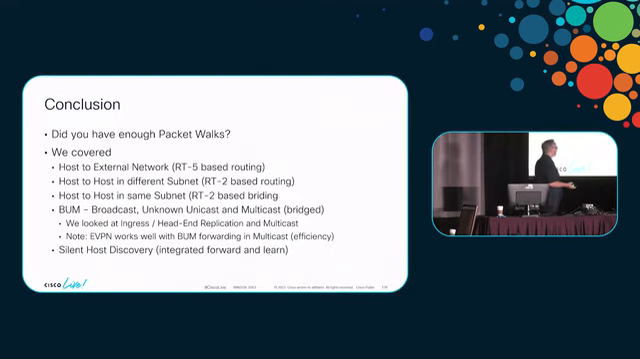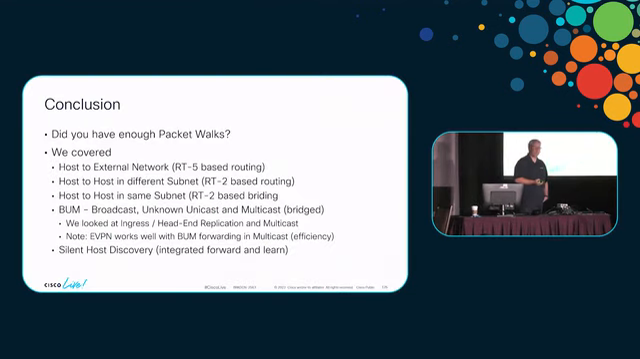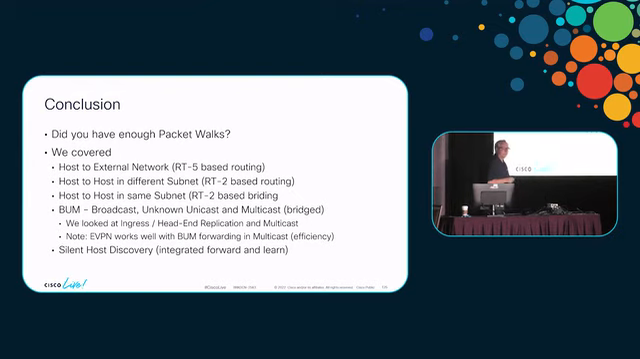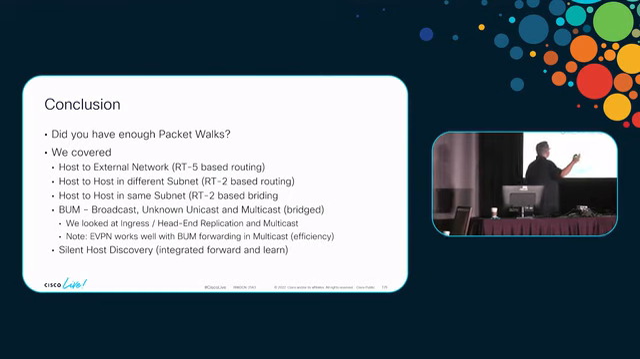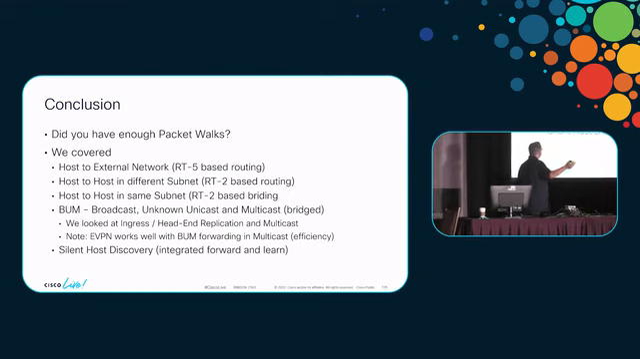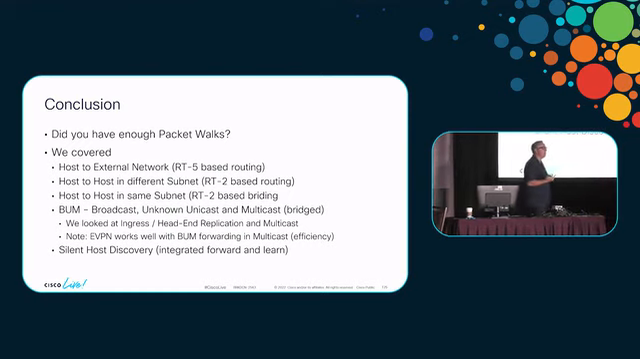But the conclusion is, I gave you a whole bunch of roller coaster rides. Do you guys have enough packet walks? If not, just wait a little bit. Max is ready for the multi-site one. Host to external, host to host, routed. We did host to host, same subnet, bridged. We did BUM, and we did silent host discovery. These are the most critical packet walks you need to understand for operation of a VXLAN EVPN network.